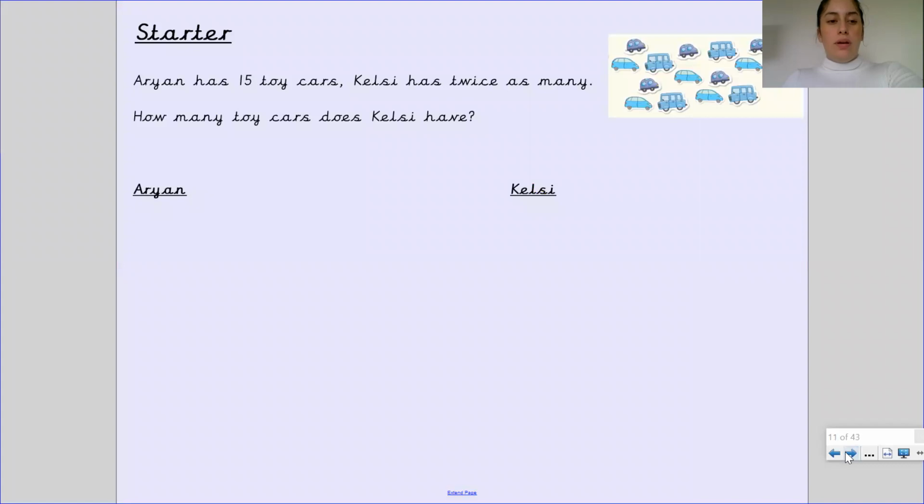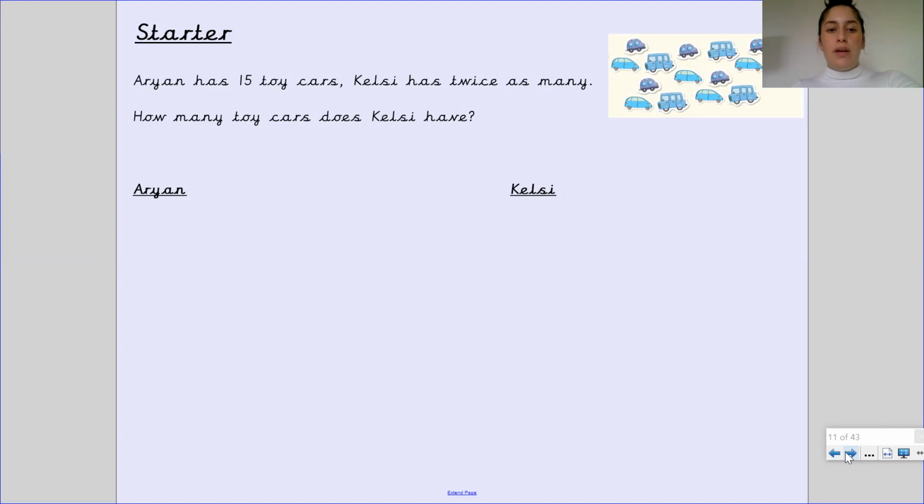To start off with, can you make sure you've got some scrap paper or your whiteboards and pens ready so that you can also have a go at doing these activities as we go? I don't need to see your practice questions on Tapestry. I just need to see your main activity, but it's important that you have a go as we're going through the PowerPoint as well.